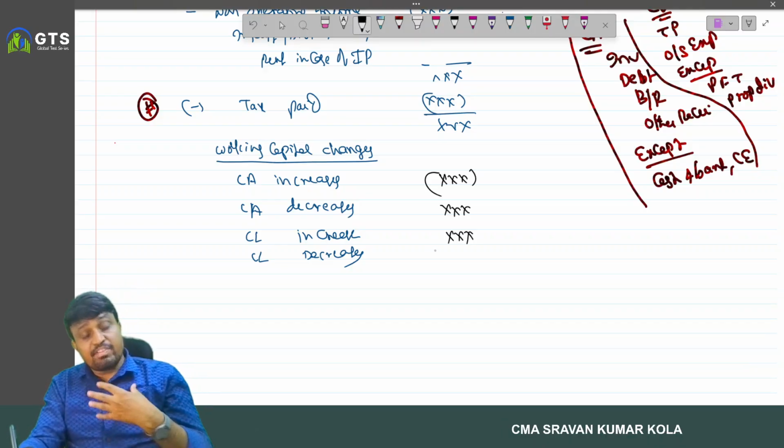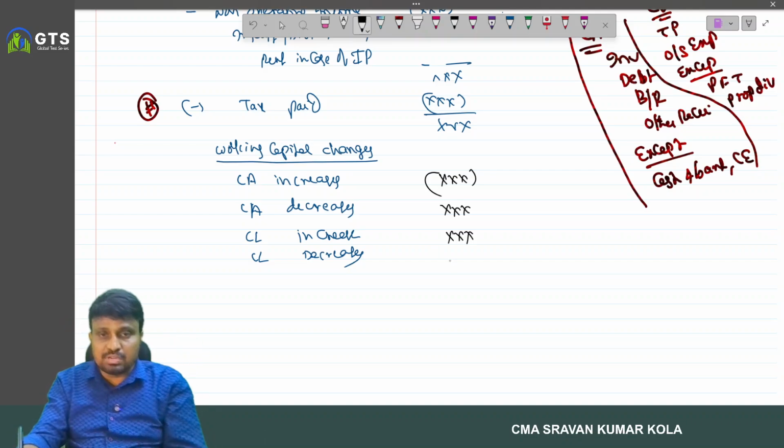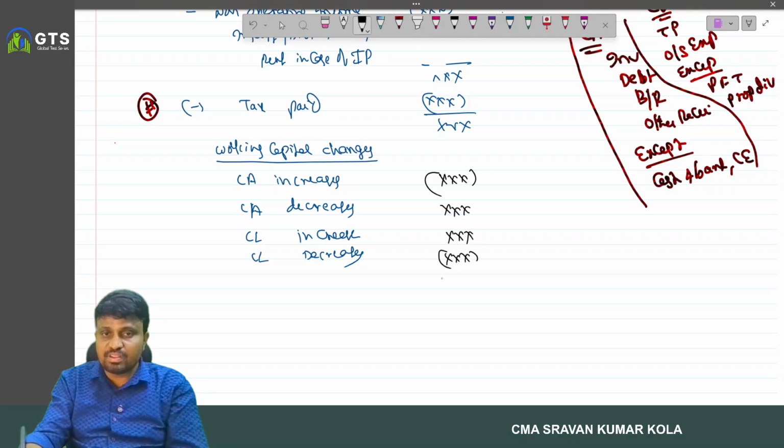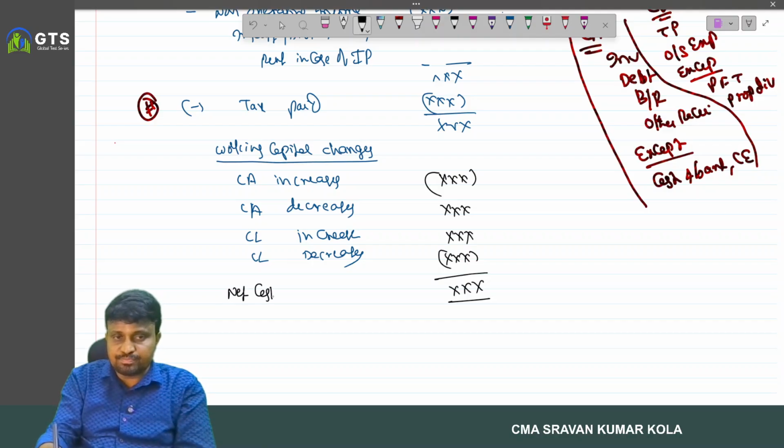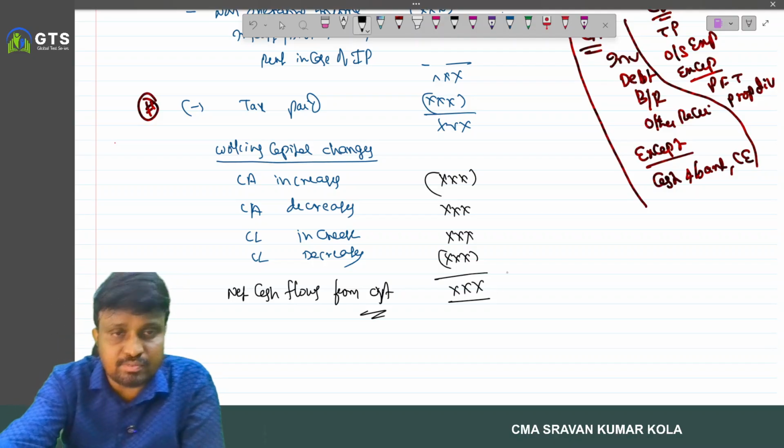Inflow to us. If current liability decreases, it means we are paying the liability. So it is treated as what? Outflow. And this is treated as what? Net cash flows from operating activity.